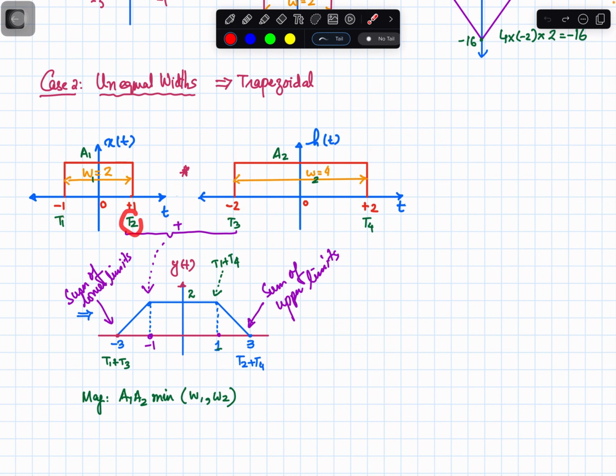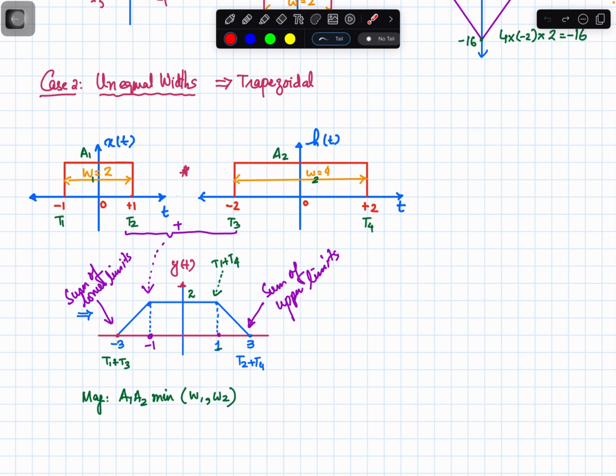The sum of T2 and T3 means, in the opposite direction, the upper limit of this and the lower limit of this. Sum these and look at the value. And also sum the lower limit and upper limit over here. Whichever is the minimum will correspond to this point. So, in this case, the sum of plus 1 and minus 2 is minus 1 and that will be this point. Now, for the upper limit over here, from where this trapezoidal function is changing, you will have to consider this one. Minus 1 plus 2, the sum is equal to 1. So, this point is equal to this one.